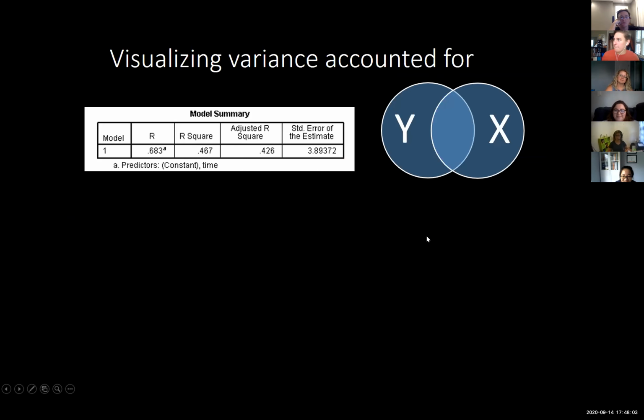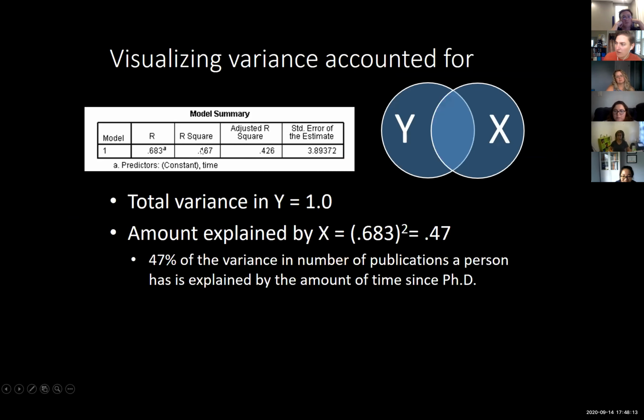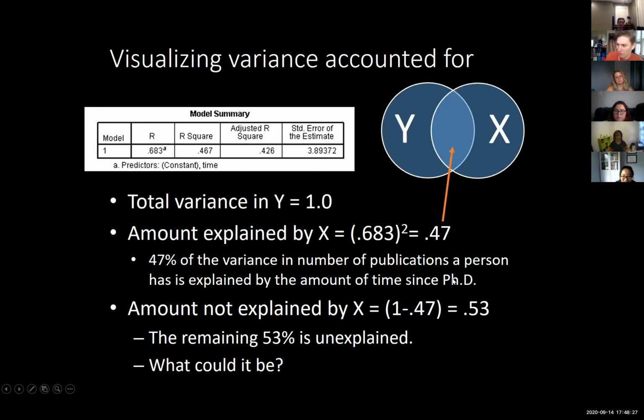All right, now, visualizing variance accounted for. The total variance in Y is 1.0. The amount explained by X is this R squared value, which is 0.47. That's this overlapping region here, basically. Again, you all have done R squareds before in previous coursework, so I'm not going to spend a ton of time on R squareds.